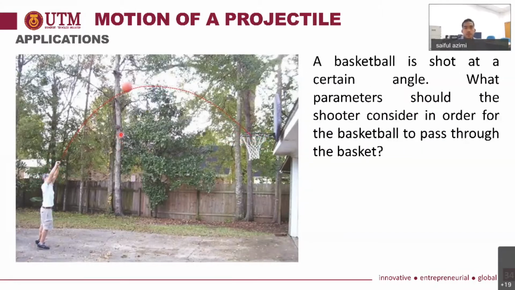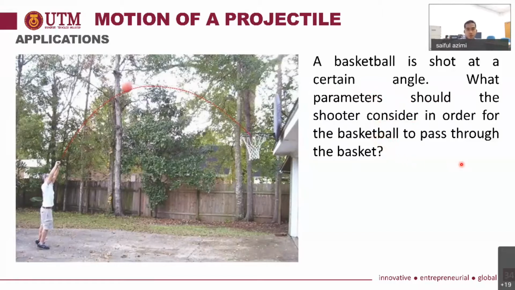A basketball is shot at a certain angle. So for a projectile, you need to have a certain angle, whether it is a steep angle or not a steep angle. So you need to define it. What parameters should the shooter consider in order for the basketball to pass through the basket?